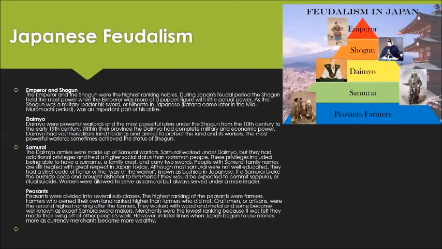Now, Japan is going to also practice feudalism. And right here we have our basic breakdown of what this is. So at the top, we're going to have the emperor and the shogun. These are the highest ranks that a person can possibly have in Japanese society during their medieval period. The shogun would actually hold most power, and the emperor would be a puppet or a figurehead.